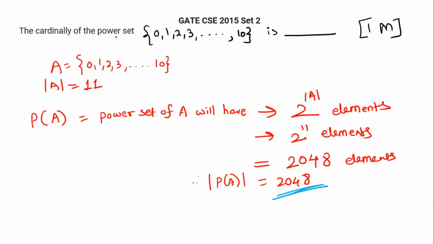The cardinality of the power set is what? This is the set we have been given. Now the set has 11 elements, 0 to 10. In your power set, you have a total of 2 to the power of this number of elements. We have to calculate the power set for A. Your power set for A will be 2 to the power of the cardinality of A, which will be 2 to the power 11, which comes out to be 2048. So the cardinality of the power set will be 2048 elements.